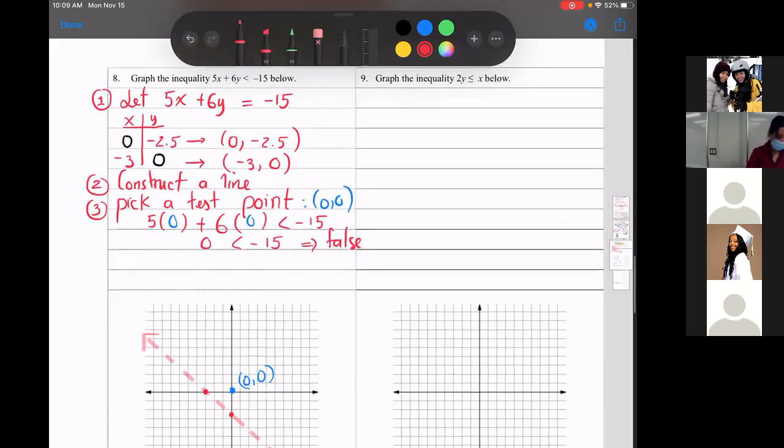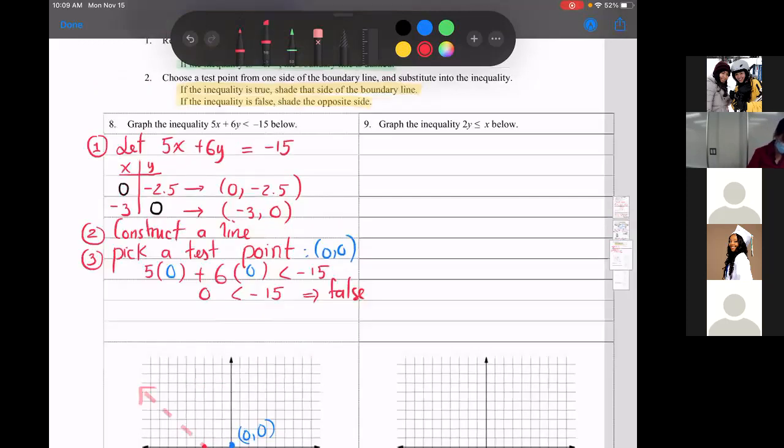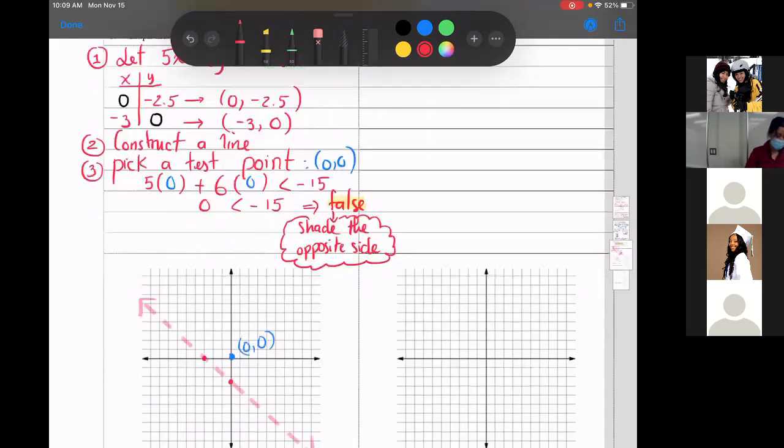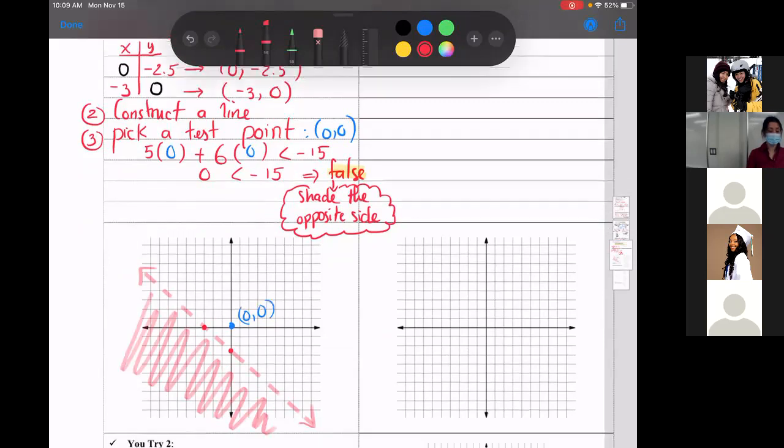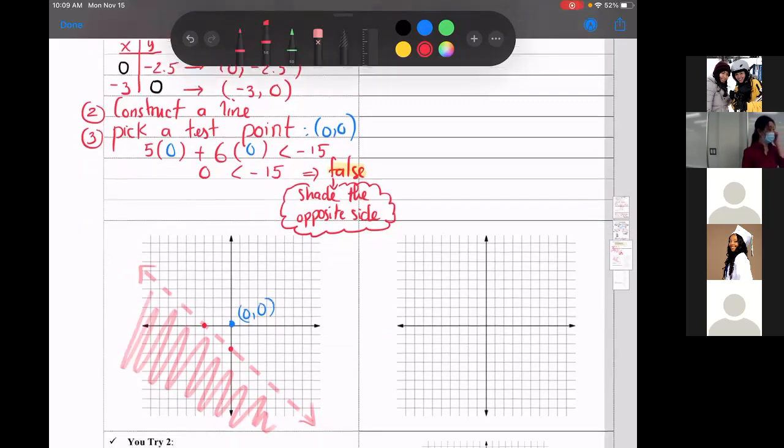If it's false, then what happens? You shade the opposite side. The opposite side of what? Of 0, 0. So now I'm gonna shade this side. That side will be your solution. Yeah, it turned out to be false, so you shade the opposite side.